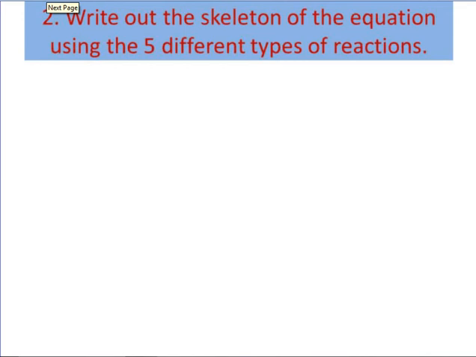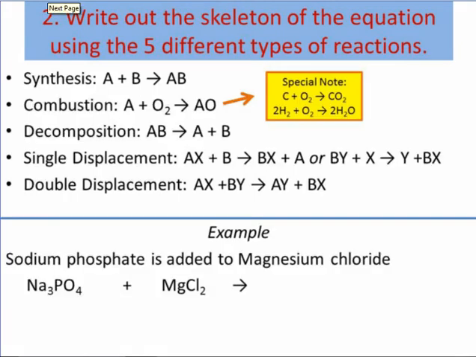Next step, write out the skeleton of the equation using your 5 different types of reactions. So use this to try and figure out what kind of reaction you have. Here are all the skeletons. Okay? Special note, remember, if I'm combusting a carbon, I'm always going to produce CO2. If I'm combusting a hydrogen, I'm always going to produce H2O. If I'm combusting a compound that has carbon and hydrogen, I'm going to produce both CO2 and H2O.